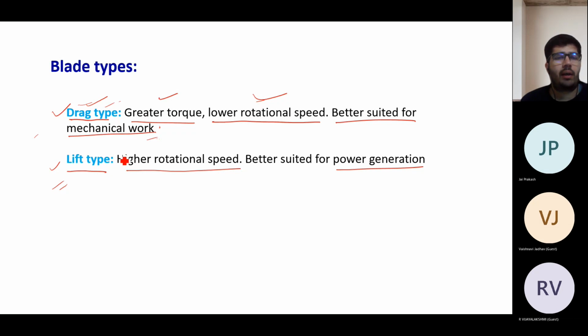Lift type has high rotational speed and is better suited for power generation. If you want to generate electricity, then we go for lift type. These have an aerofoil design, with higher rotation speed and are better suited for power generation.